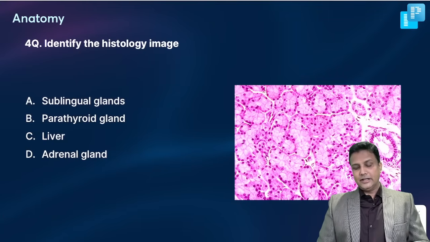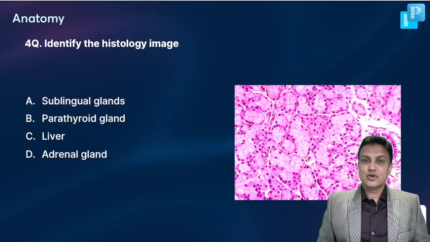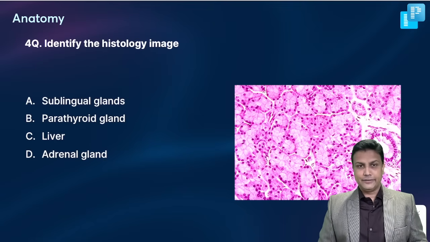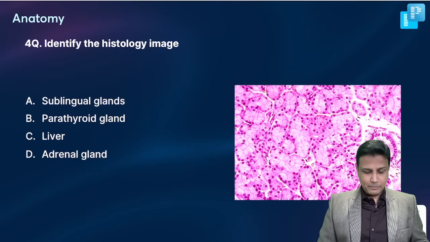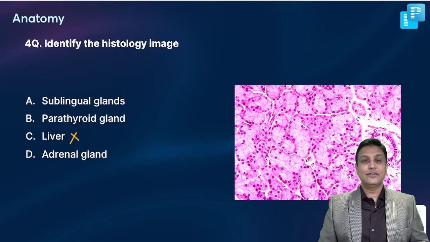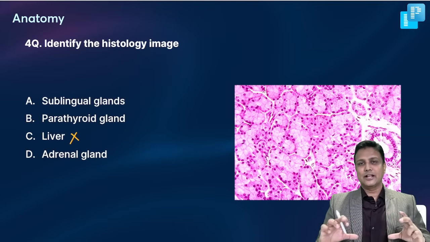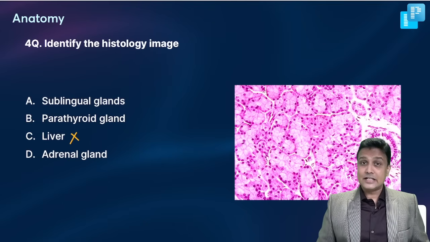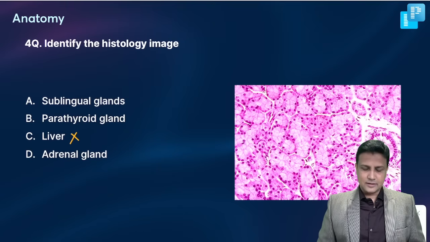Now moving ahead with the next question, identify the histology image here. The image of histology was given here like this. We need to identify whether it is sublingual gland, parathyroid gland, liver, or the adrenal gland. First of all, let us try to rule out the options here, my dear friends. Liver cannot be the answer here. The moment you look at the image, histology of the liver, clear cut, everyone knows that with those hexagonal lobules, the portal triad, central vein, hepatocytes arranged in the form of cords and all, liver is not the answer here.